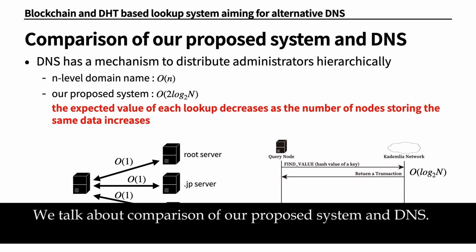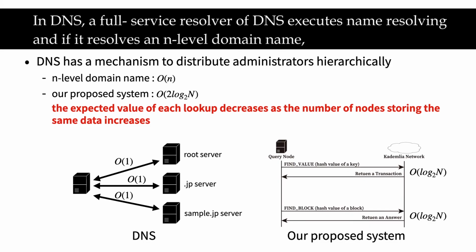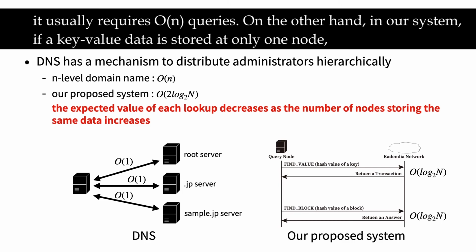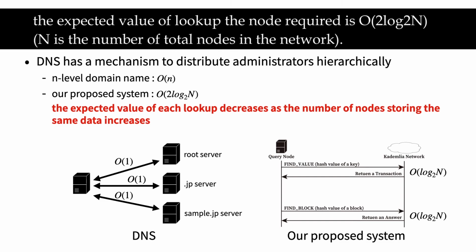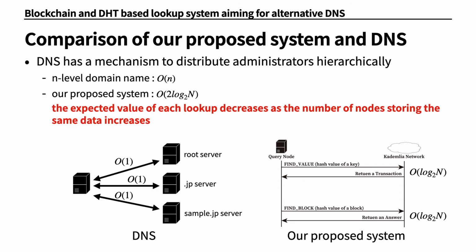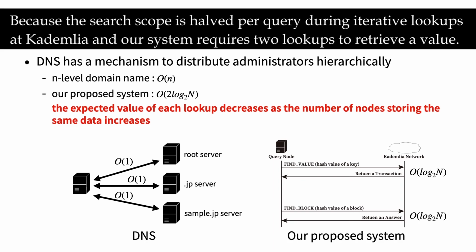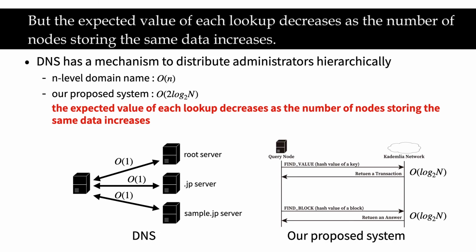We talk about a comparison of our proposed system and DNS. In DNS, a full-service resolver executes name resolution, and if it resolves an n-level domain name, it usually requires order n queries. On the other hand, in our system, if key-value data is stored at only one node, the expected number of lookups required to reach the node is order 2 log 2 n, where n is the number of total nodes in the network. This is because the search scope is halved per query during iterative lookups at the Kademlia layer, and our system requires 2 lookups to retrieve a value. But the expected value of each lookup decreases as the number of nodes storing the same data increases.